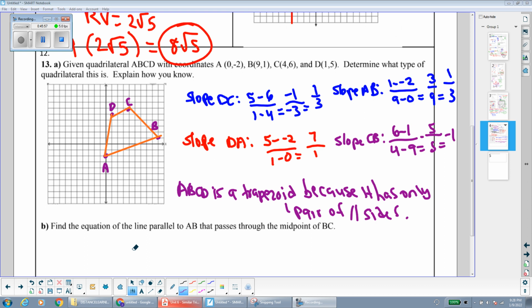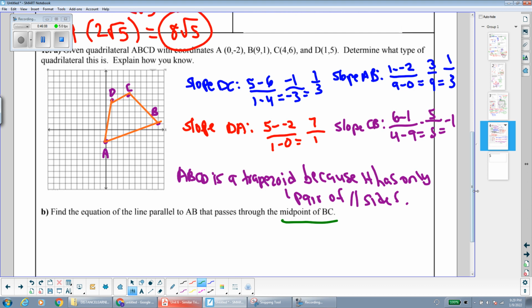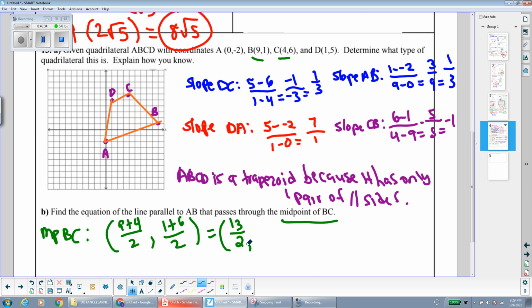So basically, this question is asking us to find the equation of the mid segment, but it specifically wants us to use the midpoint of BC. That's what it's telling us here. So let me first find the midpoint of BC, because that's the point we're going to be using. Let me average the x coordinates of B and C, that's 9 and 4, comma, and average the y coordinates, 1 and 6. And that's 13 over 2, 7 over 2.